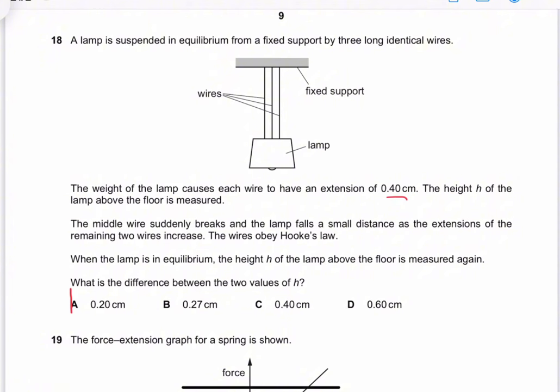So after this, let's assume this wire breaks, meaning that the whole system is going to move downwards to this new position. So essentially what you want to find is the value of h, the height from the floor. Let's assume that this particular height is h, meaning that as it falls, the value of h is going to get smaller. So we want to find the difference between the height of that one and the height of that one.